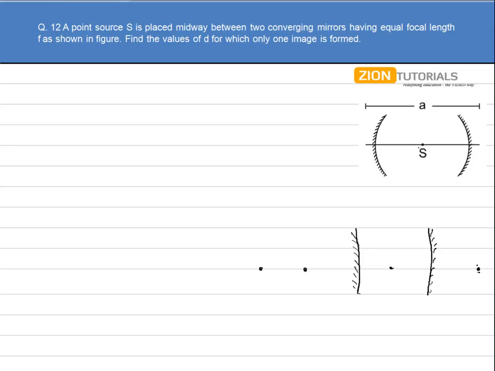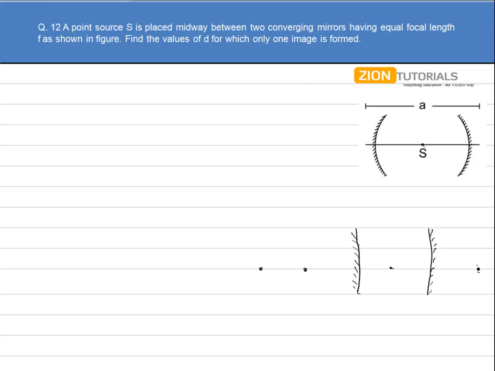Fine. And these are concave mirrors, both of them. Now the concept is that when an object is placed at the center of curvature of a concave mirror, then the image of it will be formed at that very point. It will be of the same size, real and inverted. Fine. That is the concept over here.